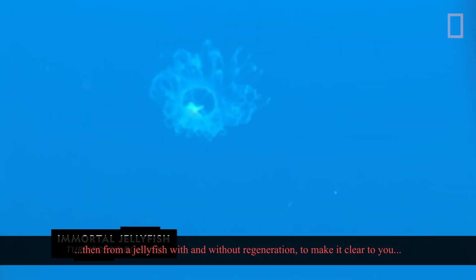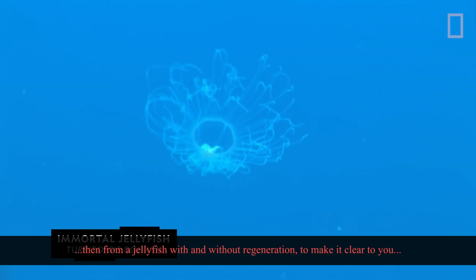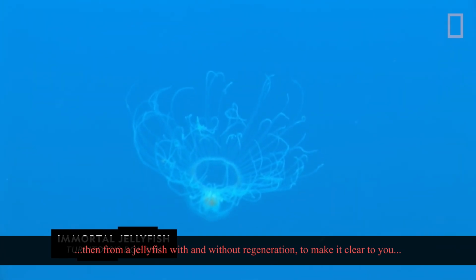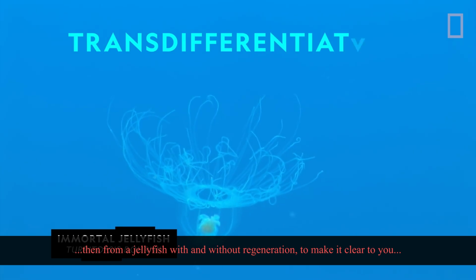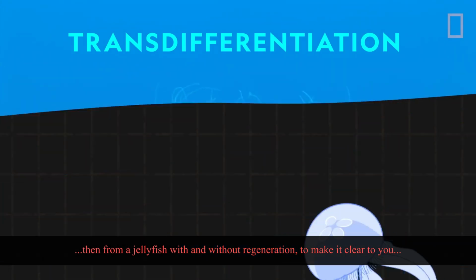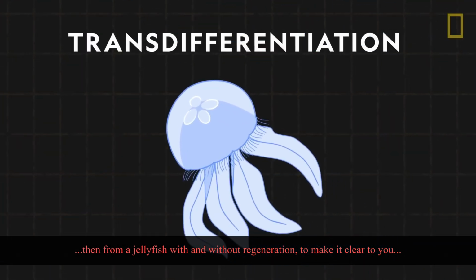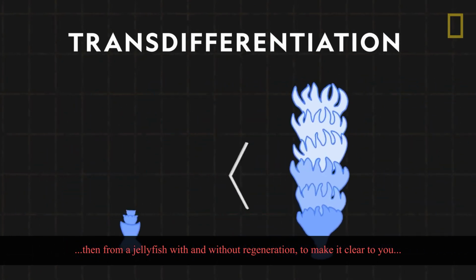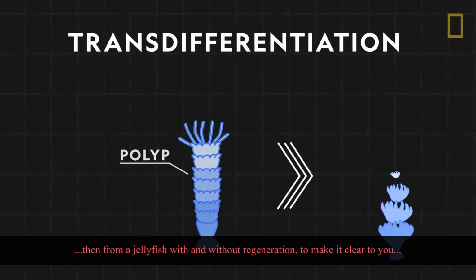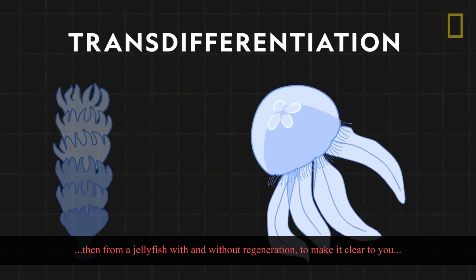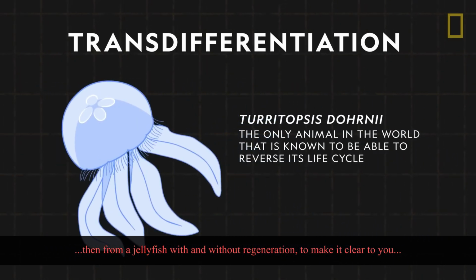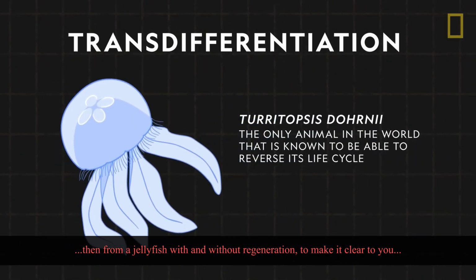The Turritopsis dohrnii has earned the moniker the immortal jellyfish for being able to undergo a process called transdifferentiation. An adult or a juvenile under stress, instead of dying, can revert back to a polyp and begin the life cycle all over again. It is the only animal in the world that is known to be able to reverse its life cycle.